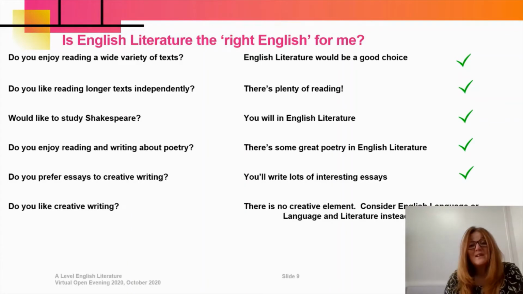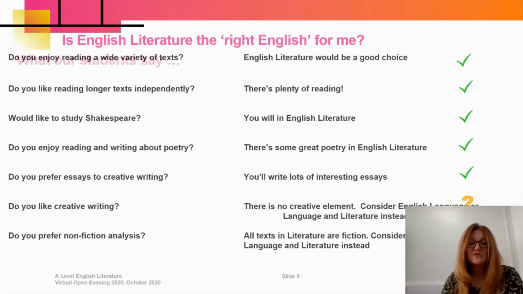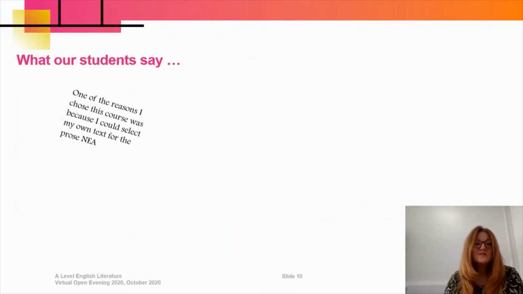Do you like creative writing? Then maybe you need to think about a different choice of English, perhaps English Language or Language and Literature instead, which has the option for you to continue your love of creative writing as well. Do you prefer non-fiction texts? For literature, it's all fiction. So again, if you would like to consider looking at non-fiction texts, then perhaps English Language or Language and Literature instead.